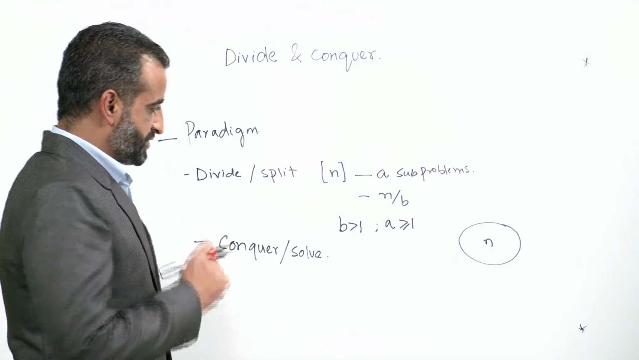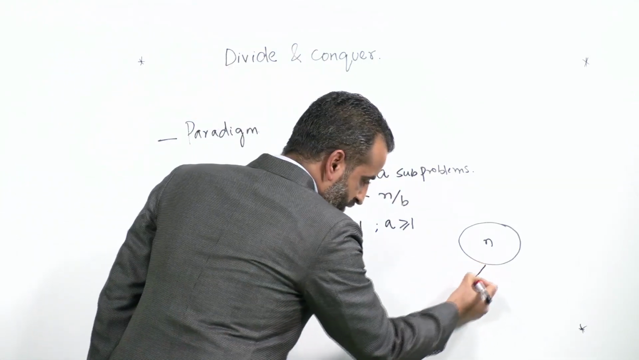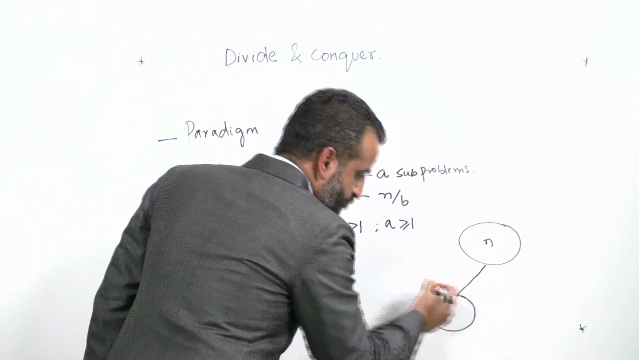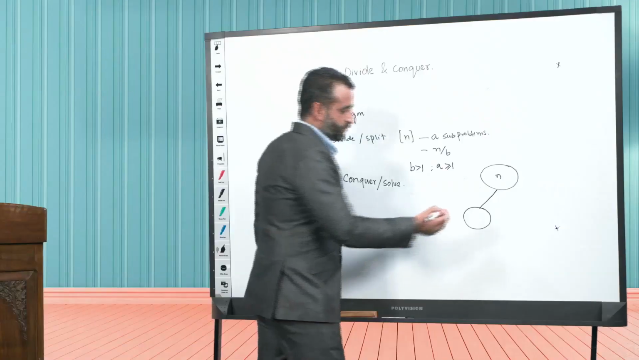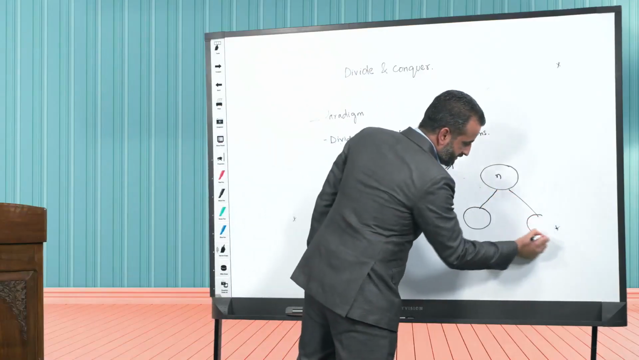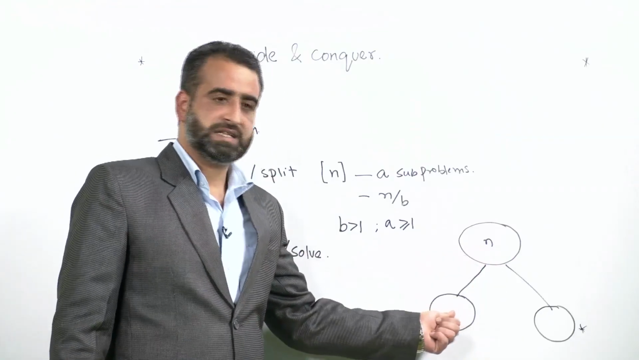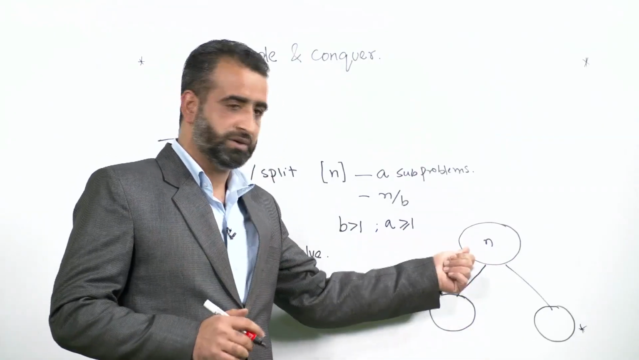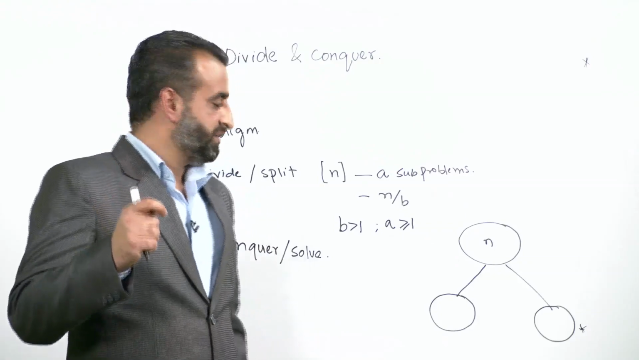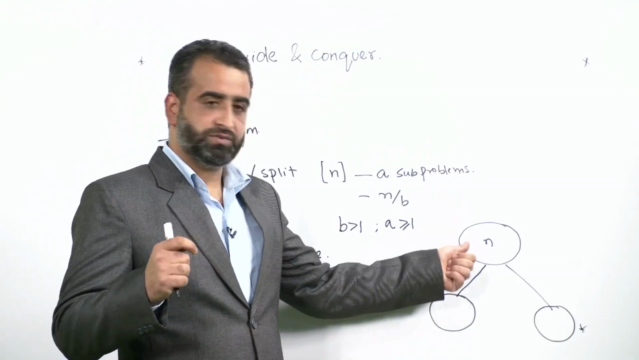Using divide and conquer strategy, I'll try to divide this problem into smaller subproblems. Now what you need to understand over here is that the problem size of these subproblems will be smaller than the original problem, but the type of problem cannot change. The type of the problem has to remain the same.